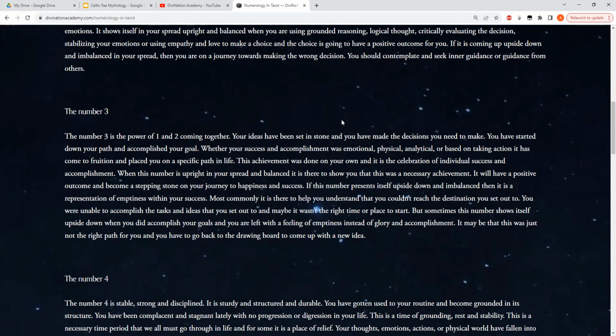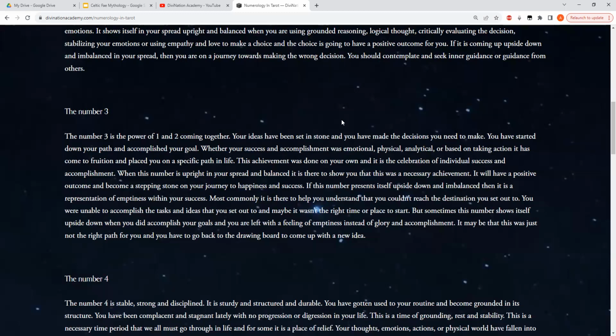So whether your success and accomplishment was emotional, physical, analytical, or based on taking action, it has come to fruition and placed you on a specific path in life. This achievement was done on your own, and it is the celebration of individual success and accomplishment. When this number is balanced, it is showing off your necessary achievements. It will have a positive outcome and become a stepping stone on your journey to happiness and success. If this number is imbalanced, then it is a representation of emptiness within your success.